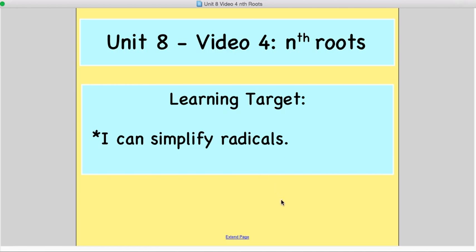Today we're going to look at nth roots. Your learning target for today is that you can simplify radicals. We have looked at simplifying radicals before, and just to remind you, radicals are like a square root sign. But today we're going to be looking at nth roots, so it might be the nth root of some number. Okay, so n would be some number. So we're going to look at that today. So let's go ahead. We have an example.